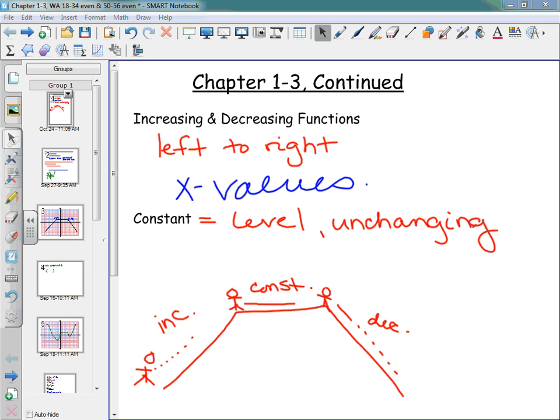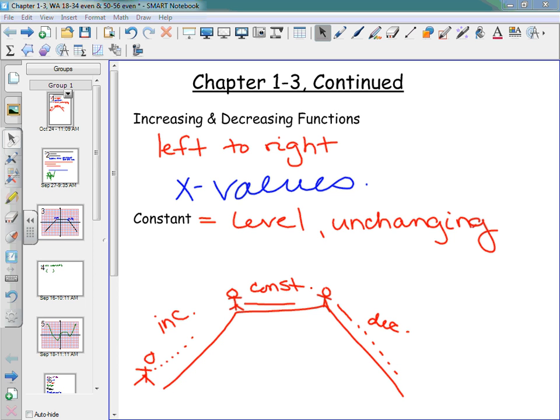Increasing and decreasing functions. Increasing and decreasing functions are done from left to right. That's the way you read them. And then increasing and decreasing according to the x values. X values are important. Okay? A constant level. Constant means it's level and it's unchanging.